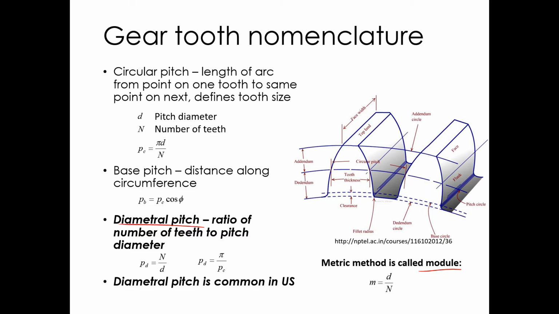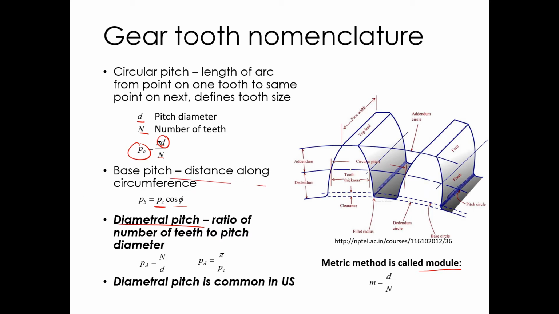Circular pitch you don't see a lot except in calculations. That's the length of arc from one point on one tooth to the same point on the next tooth. That defines the tooth size. So that's pitch diameter, number of teeth. So pitch diameter of the gear times pi over N, that is the circular pitch. Base pitch, again, you don't see that a lot in tables and things or when you're buying gears, but it's used in calculations. It's circular pitch times cosine of the pressure angle. That's distance along the circumference.